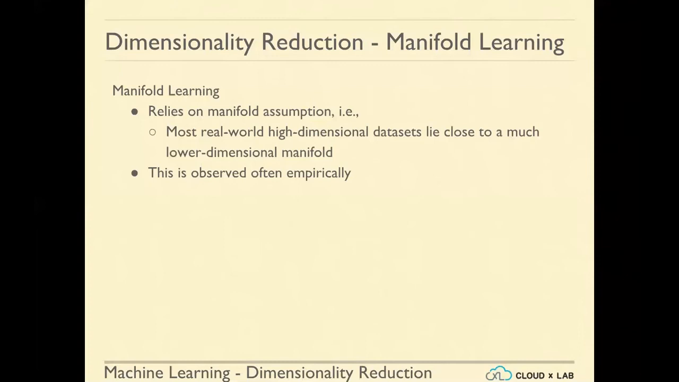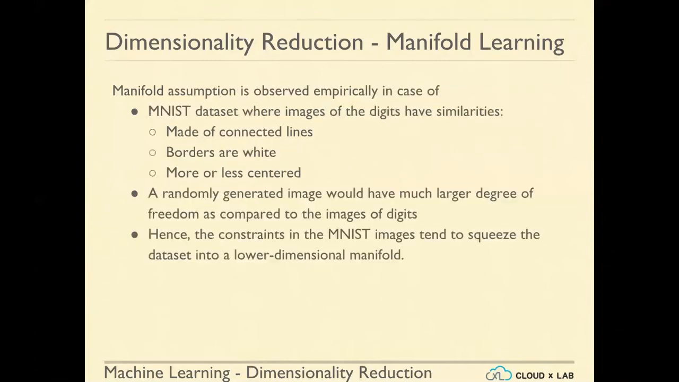This has been observed empirically, meaning people have seen it. It's like saying that since we have seen it, you have to believe it. It has been seen that most data sets have manifold behavior. Take a case of drawing, like the case of MNIST. That's a good example.